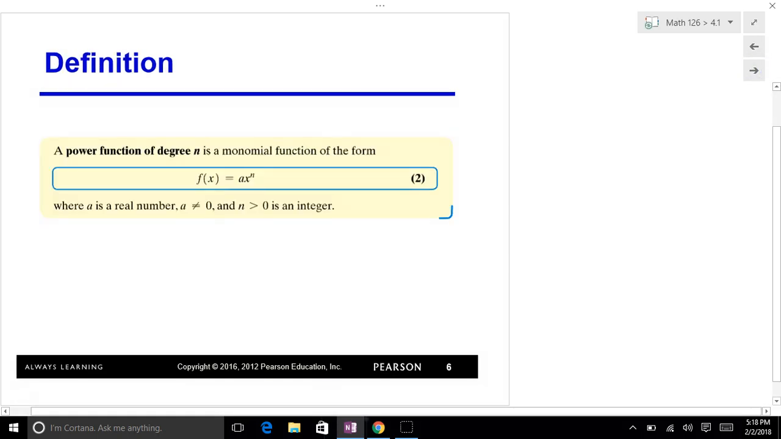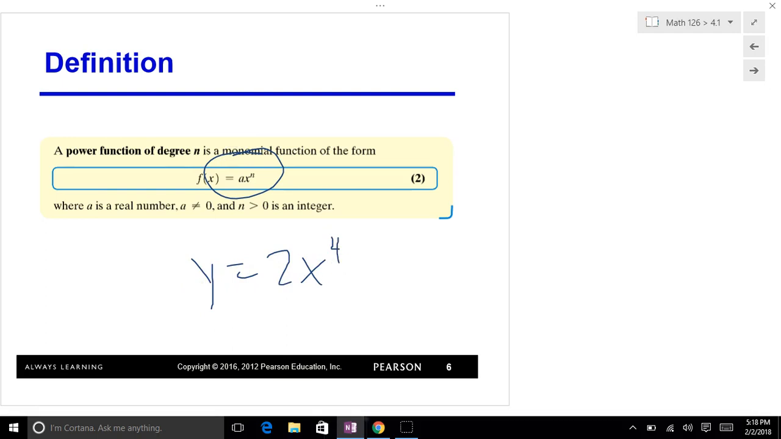Okay, here's a polynomial function specifically called a power function. So like something maybe 2x to the fourth or something like that, a power function.